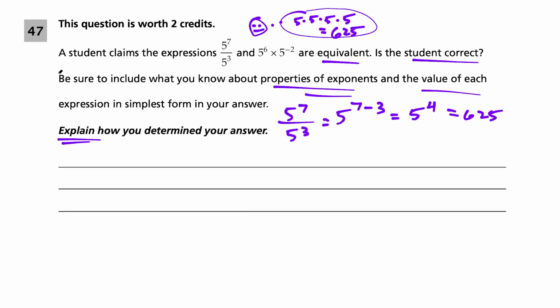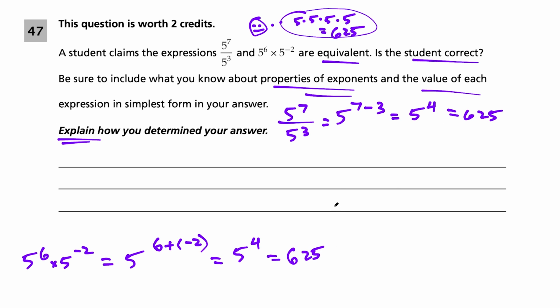And now if I simplify the other one, I'll do that over here. If I were to do 5 to the 6 times 5 to the negative 2, using the multiplication property of exponents, I just add those exponents together. I'd have 6 plus negative 2. And then 6 plus negative 2 gives us 4, and 5 to the 4th power, once again, is equal to 625. So these expressions are equivalent. The student is correct.